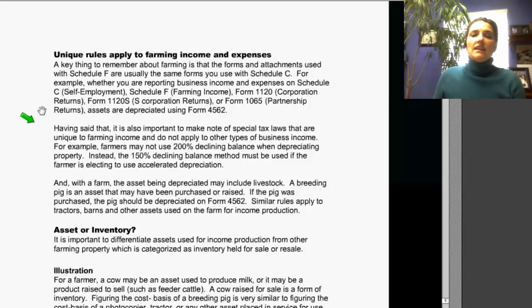But having said that, it is also important to make note of special tax laws that are unique to farming income and do not apply to other types of business income. For example, farmers may not use the 200% declining balance when depreciating property, and instead the 150% declining balance must be used if the farmer is electing to use accelerated depreciation. And with a farm, the asset being depreciated can include livestock. A breeding pig is an asset that may have been purchased or raised. If the pig was purchased, the pig should be depreciated using Form 4562. Similar rules apply to tractors, barns, and other assets used on the farm for income production.